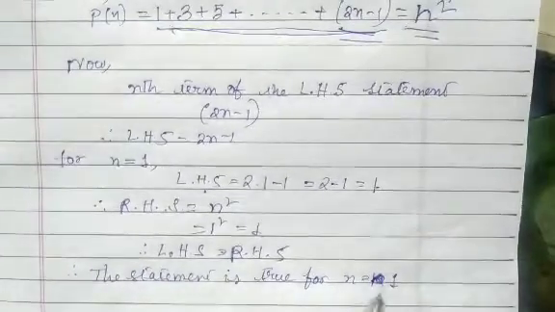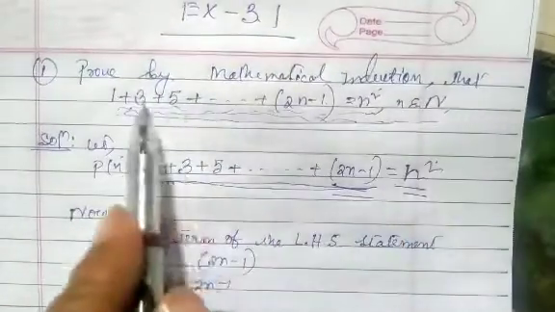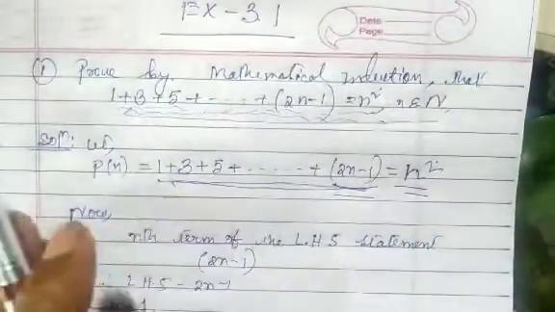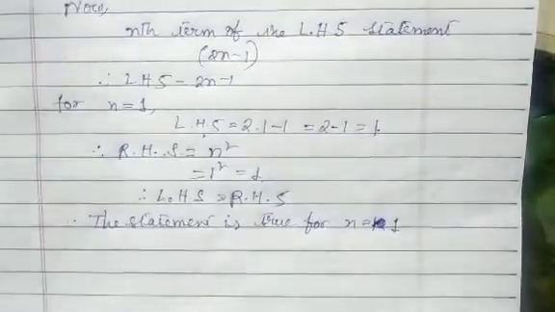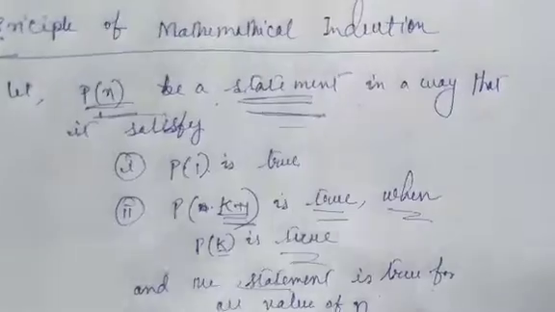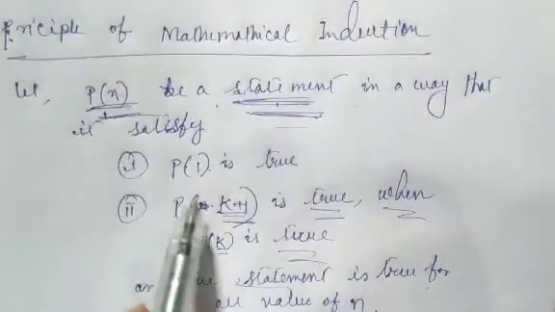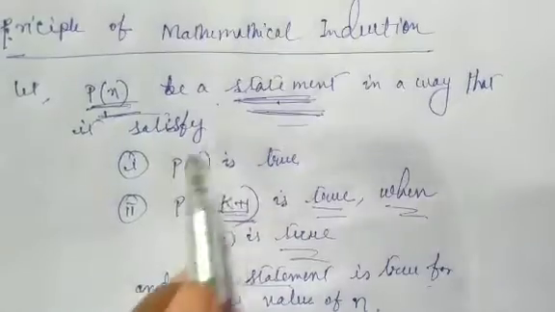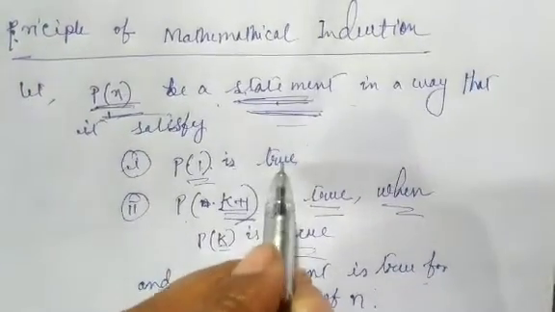So the statement is true for n is equal to 1. That means this was the statement, the complete statement. If we put 1 on both sides, then the complete statement will be true for n is equal to 1. As we have shown at first, whenever we take a statement as P of n, you have to satisfy the first condition, that P of 1 is true.